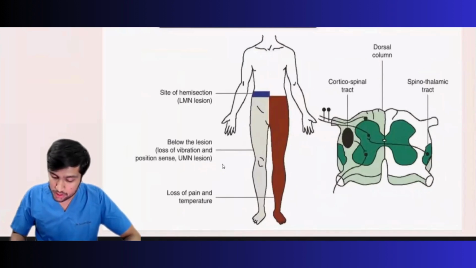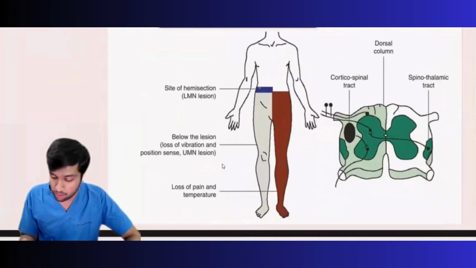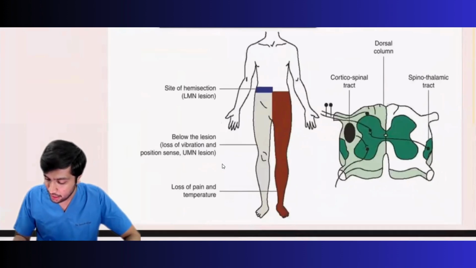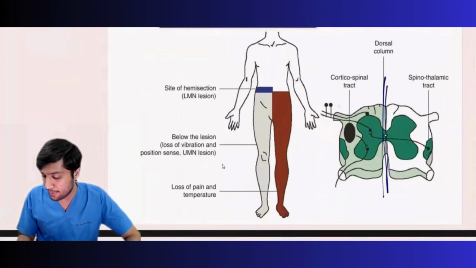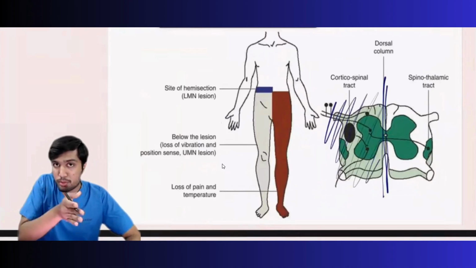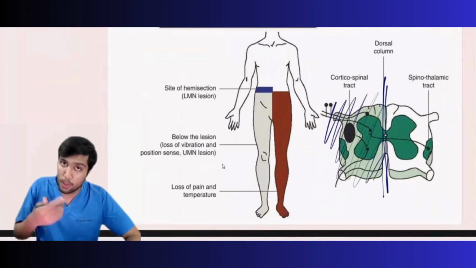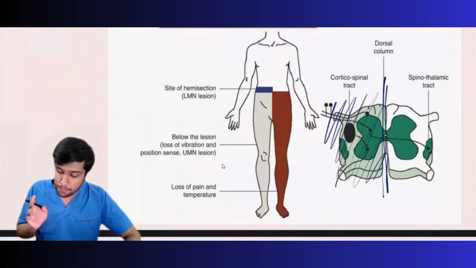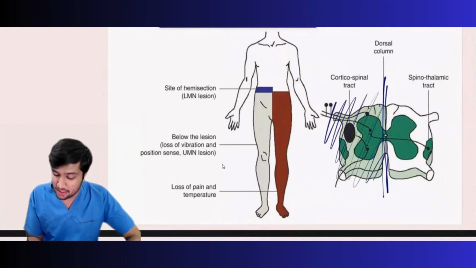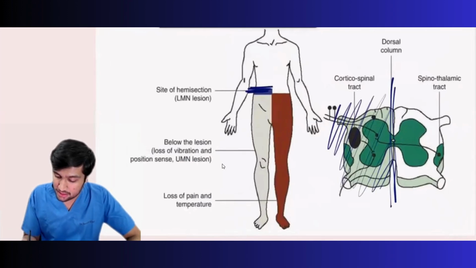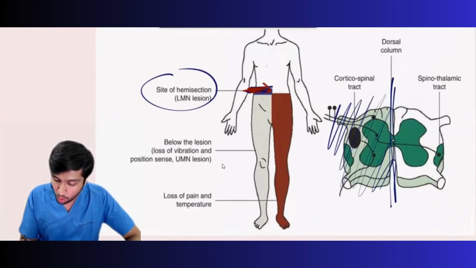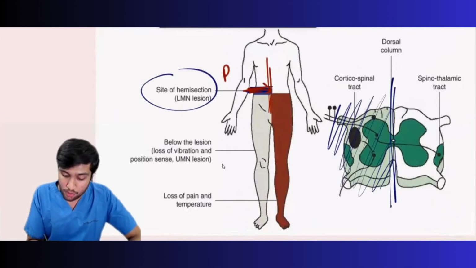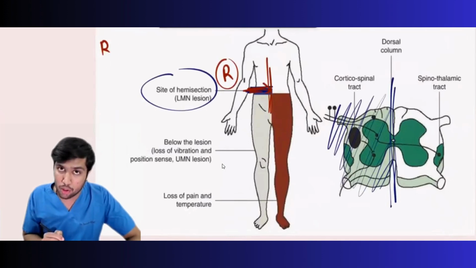So now let's look at the hemisection of the spinal cord and what happens in Brown Sequard syndrome. Brown Sequard syndrome is nothing but the hemisection of the spinal cord, and hemisection means half of your spinal cord is damaged. In the half section of the spinal cord, you have all the tracts. You have the dorsal column, the lateral spinothalamic tract, and the corticospinal tract. For example, just consider that this is a site of lesion where your spinal cord is damaged on the right side. So we have right side damage of the spinal cord.